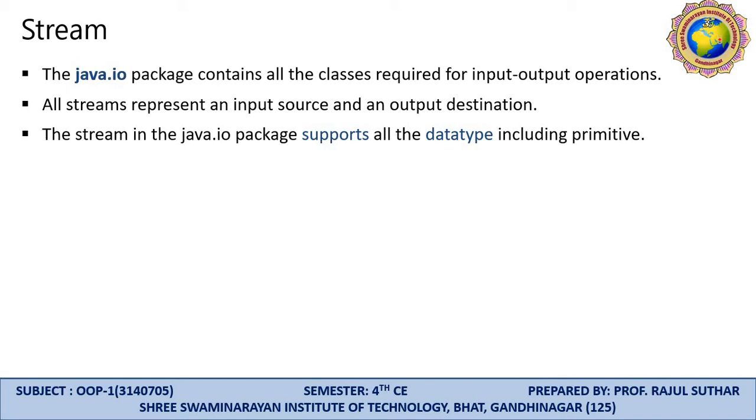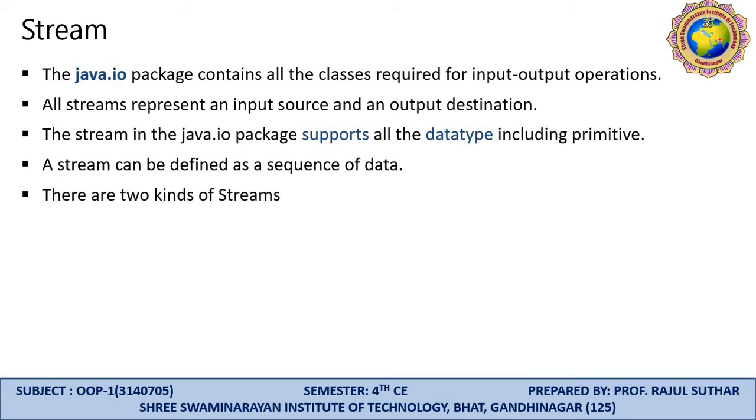Which are the primitive data types? All are contained in the stream: string, integer, characters, float. All things are covered by the data types that the Java IO package supports. A stream can be defined as a sequence of data. We can say that a stream is a sequence of data. There are two kinds of stream: byte stream and character stream.